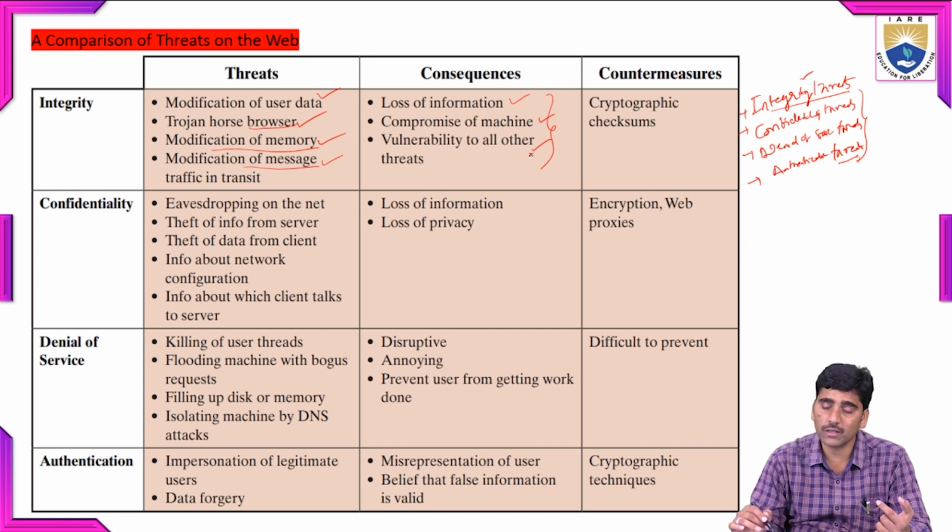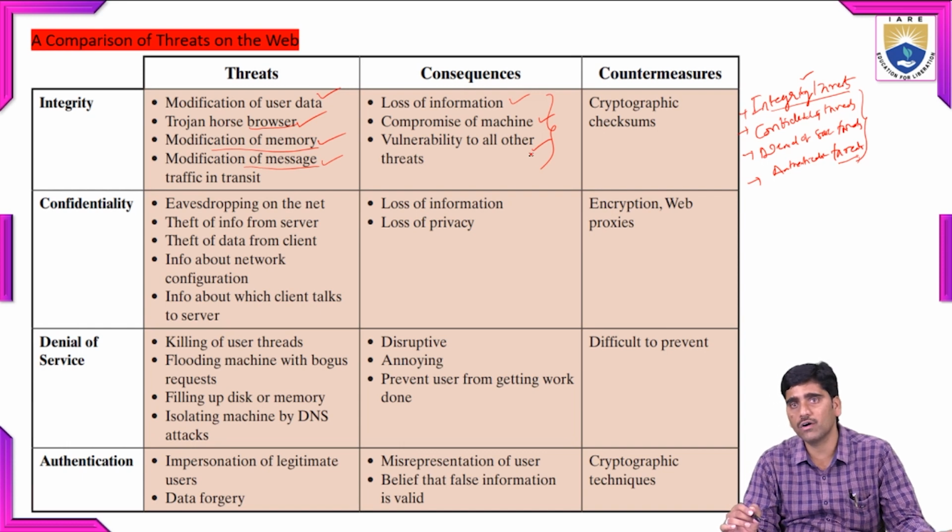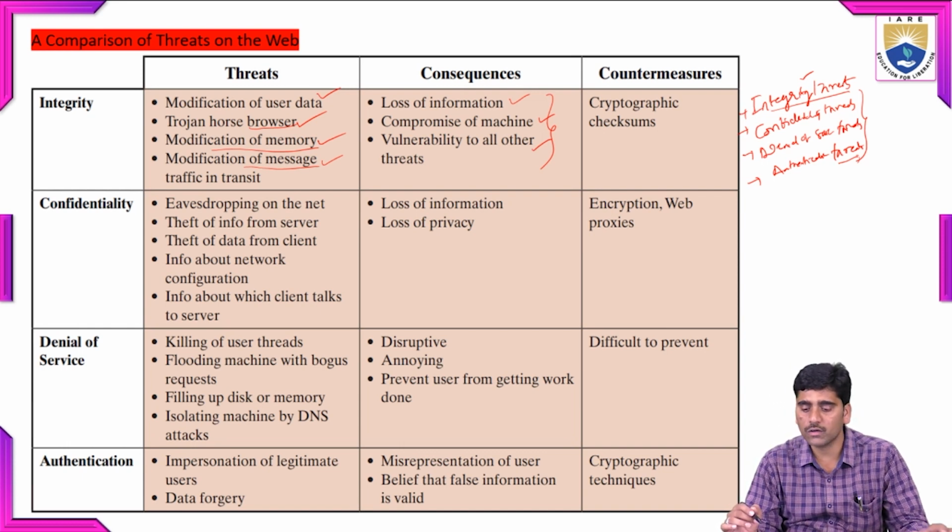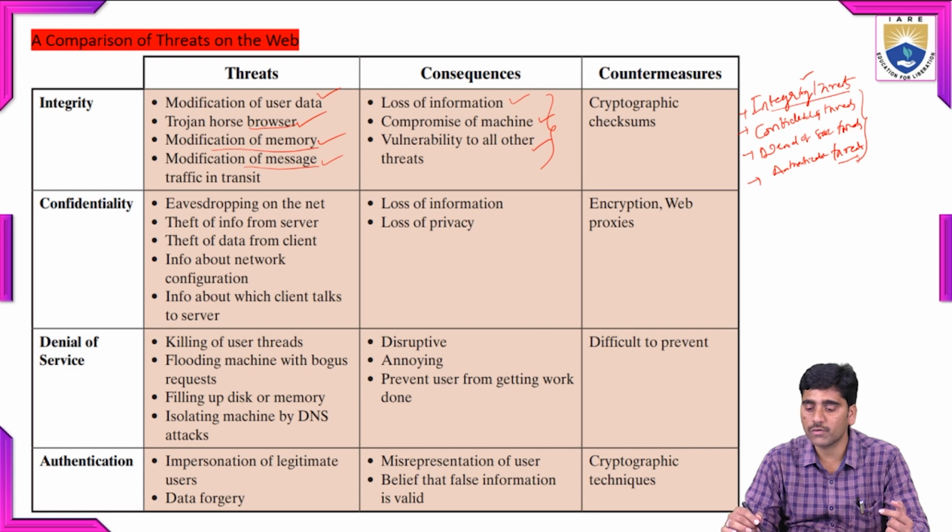To face all these consequences, we are going to use some sort of countermeasures, and that countermeasure is cryptographic checksums. Cryptographic checksum is nothing but applying encryption and decryption, applying the encryption and decryption process to the data, or to the transmission, or to the files.